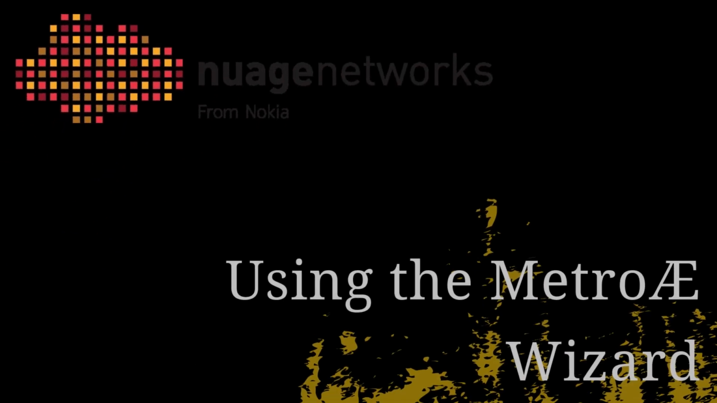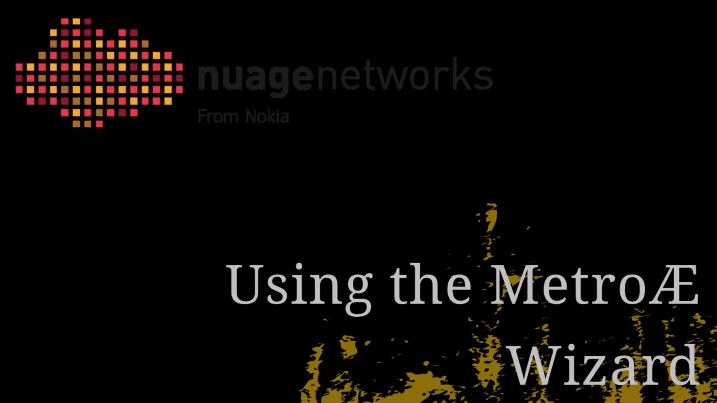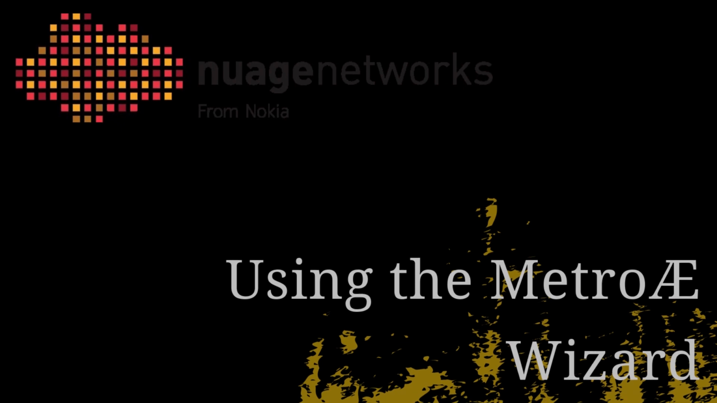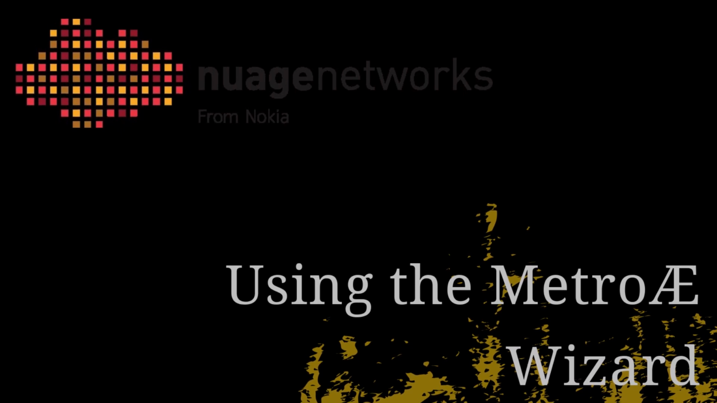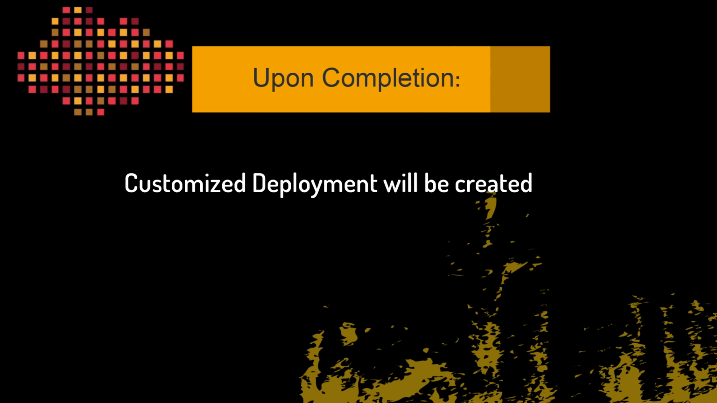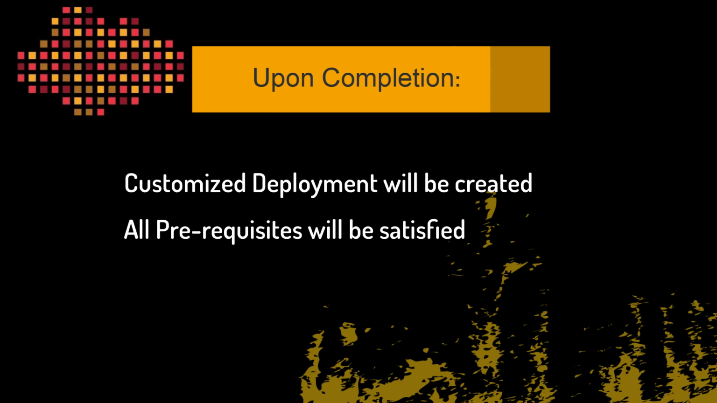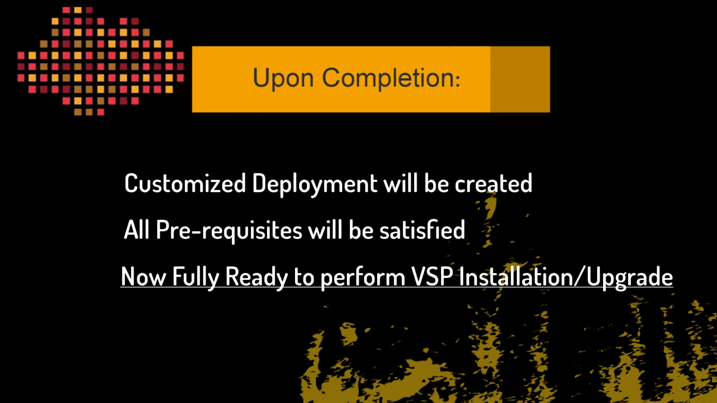In this video, we will be demonstrating the use of the MetroAE (Metro Automation Engine) Wizard. The wizard will walk you through all of the steps of a MetroAE setup. After the completion of the wizard, a customized deployment will be created and all prerequisites will be satisfied. You will then be fully ready to perform a VSP installation or upgrade.